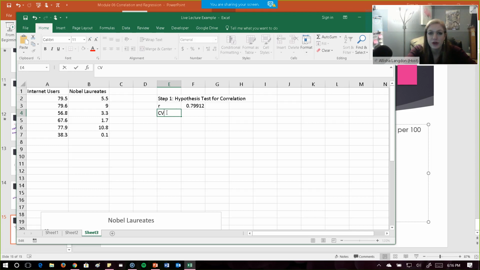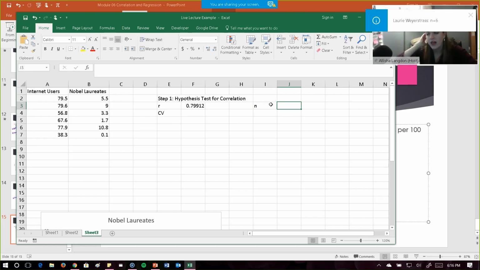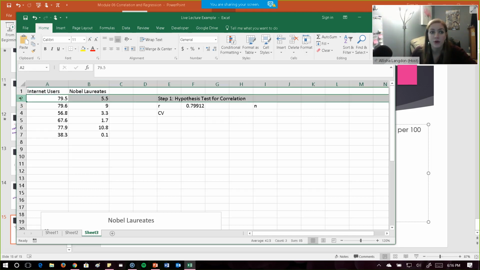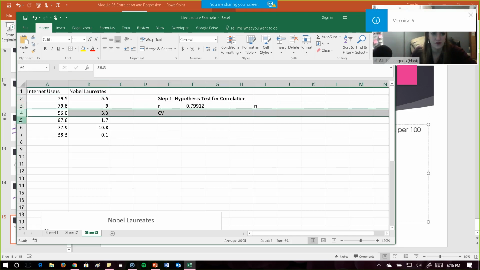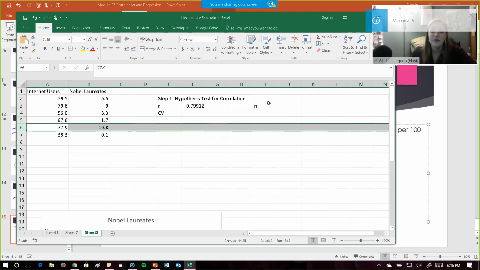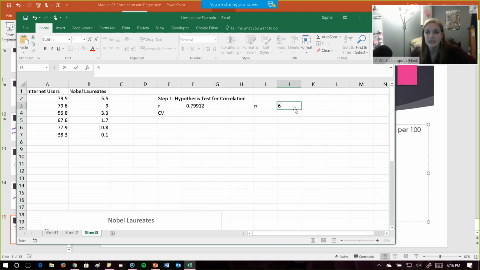Okay, so the next step is to find our critical value. Now, our critical value is based off of our n and our level of significance. So the first thing, we have to come up with our n, which is our sample size. Remember, it's just the pairs of data. And you are correct, Lori. It's 1, 2, 3, 4, 5, 6. Yep, Veronica and Lori have it. It is 6 for our n. So we're going to use that information. We're also going to say that alpha is 0.05.